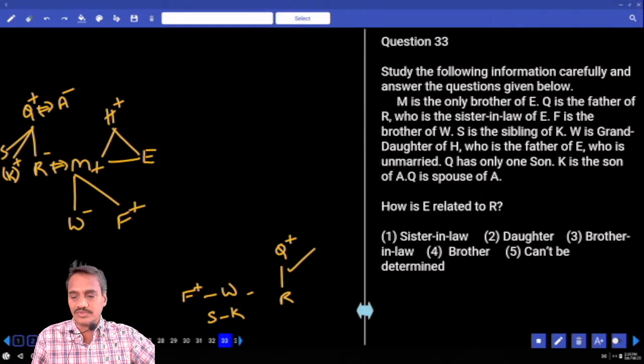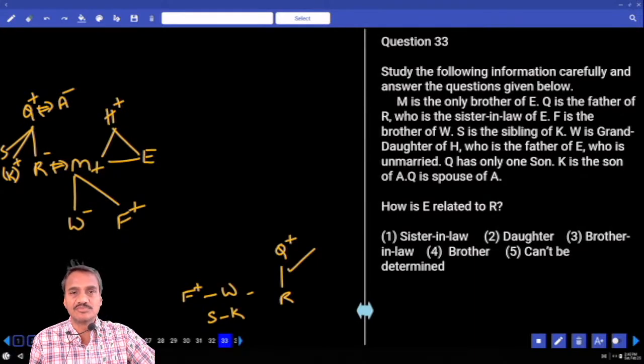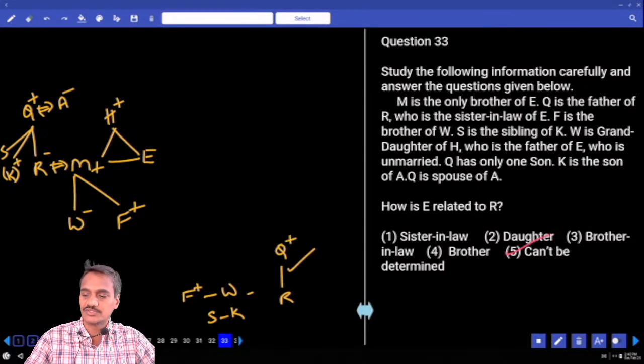Then according to this, how is E related to R? E is R's husband's brother or sister. If that person is a male, brother-in-law. If female, sister-in-law. Hence, it cannot be determined.